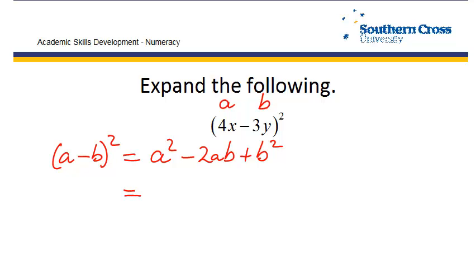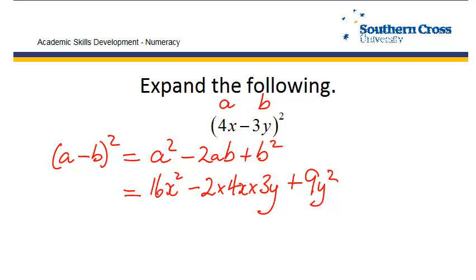So a squared is 4x all squared, which is 16x squared. Take away 2 times 4x times 3y, plus b squared, well b is 3y, so b squared will be 9y squared. And just do some tidying up. So 2 4s are 8 and 3 8s are 24, so 16x squared minus 24xy plus 9y squared.